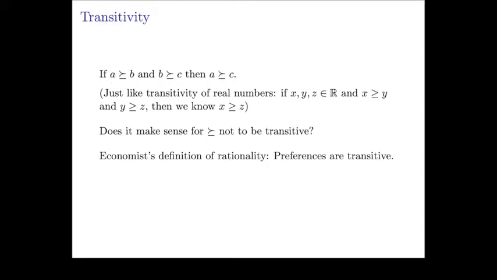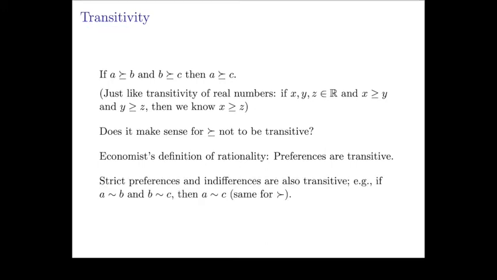Now, when economists talk about rationality, what they mean is that preferences are transitive. So transitivity is mainly what economists mean by rationality. Now, strict preferences and indifferences would also have to be transitive. If A is better than B, B is better than C, then you'd expect A to be better than C. Similarly, if I'm indifferent between A and B, and I'm indifferent between B and C, then I better be indifferent between A and C.